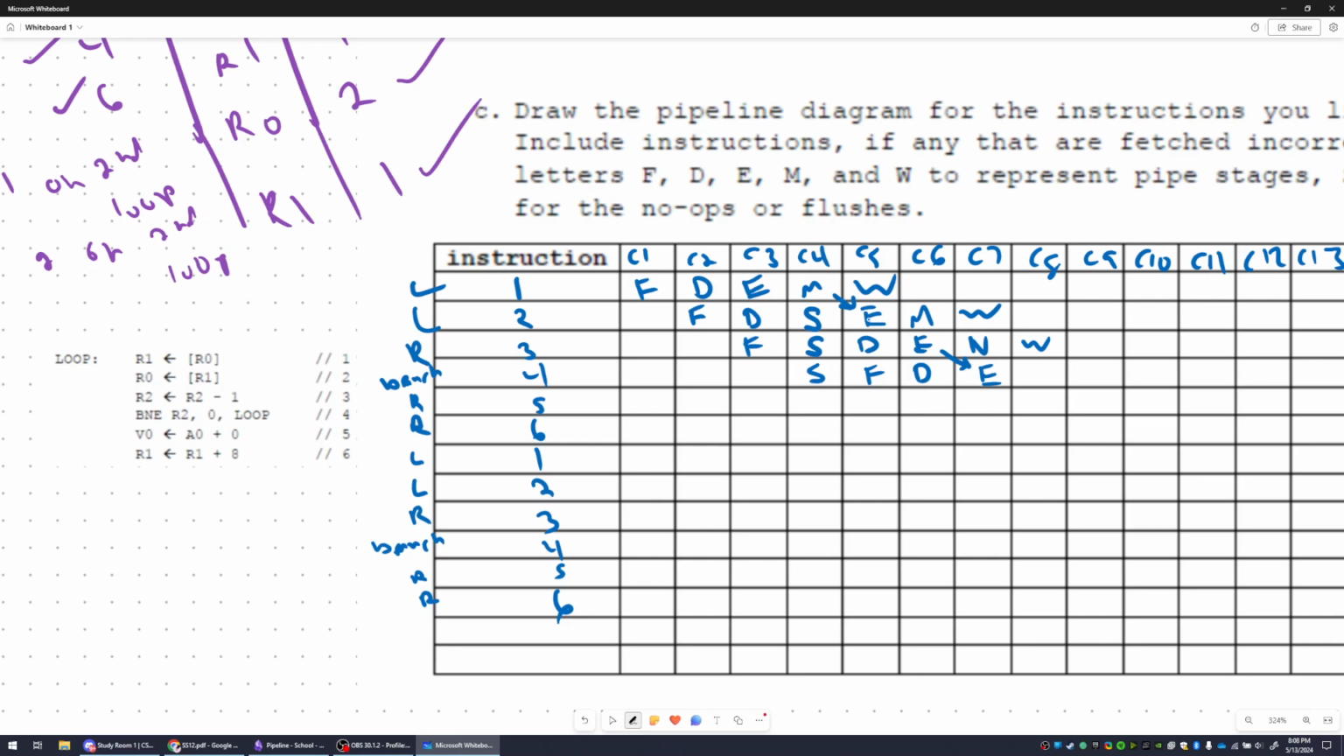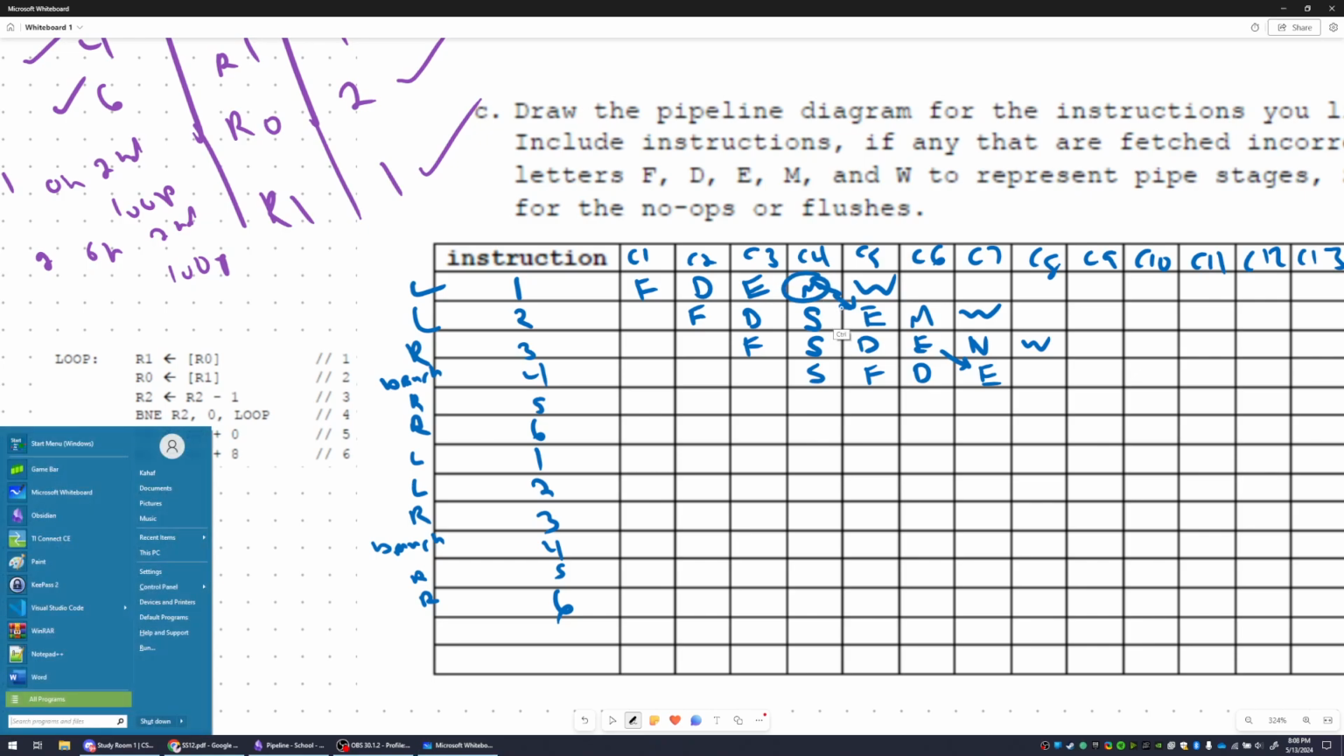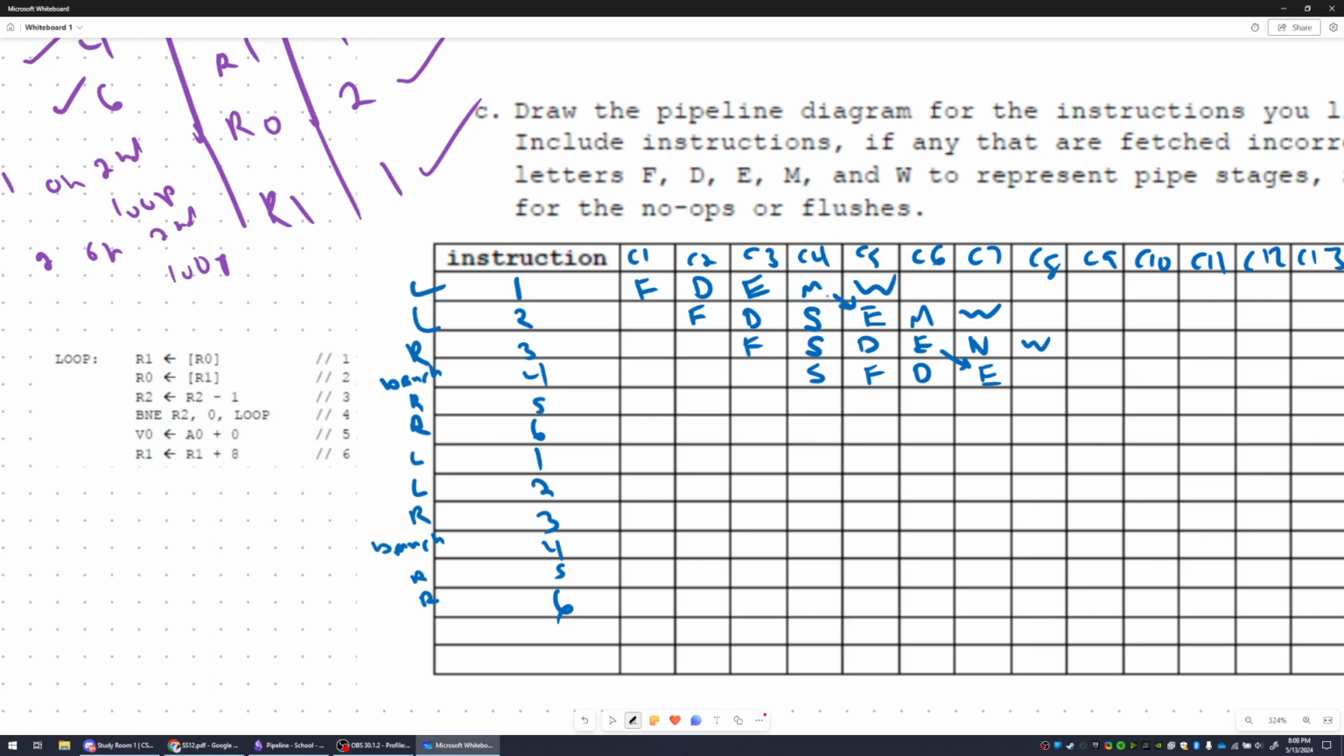So these are the two types of data forwarding. Basically, if there's something in the mem stage, you can forward it, or if there's something in the exec stage for an R type instruction, you can forward it.